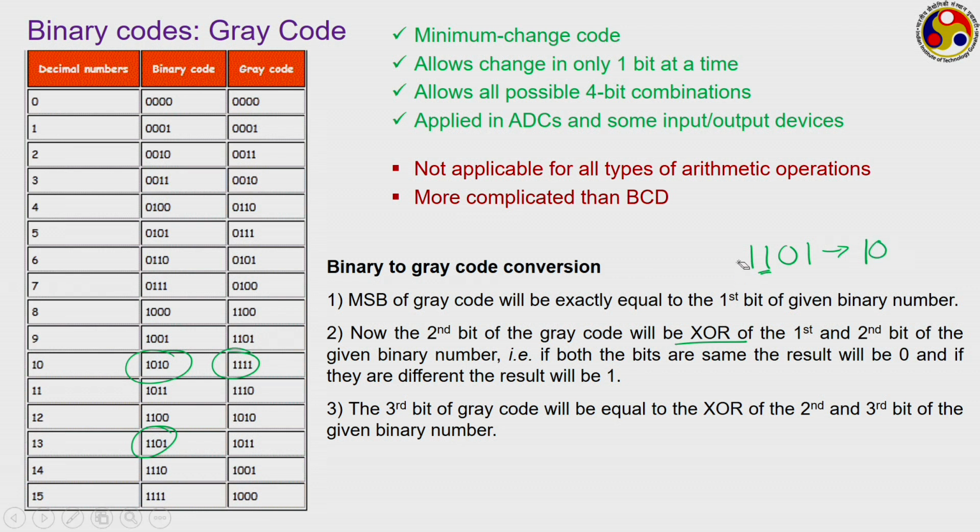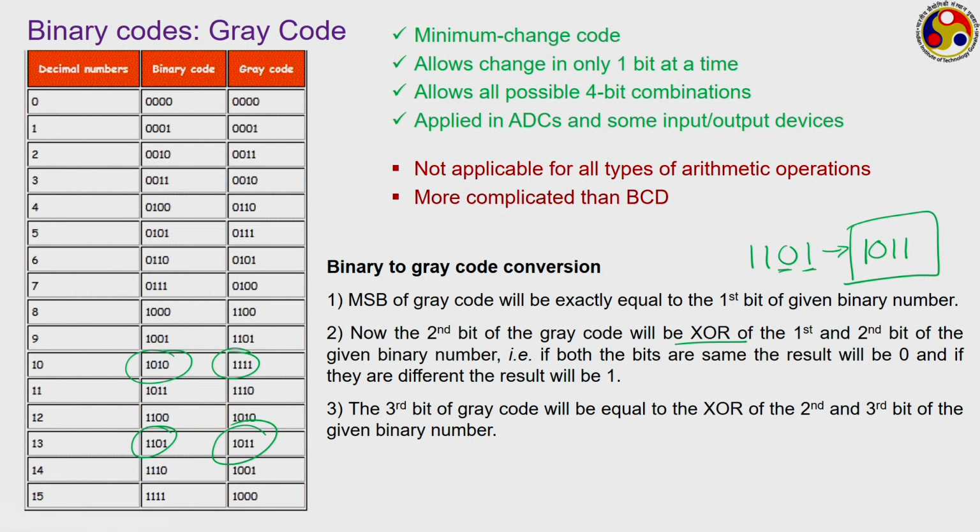Now, to get the third bit, we have to perform XOR between the second and third, they are 1 and 0, they are different. So, your output will be 1. And then we perform another XOR between 0 and 1, they are different. So, the output will be 1. So, this is the gray code version, just shown here. This way we can convert binary to gray code.